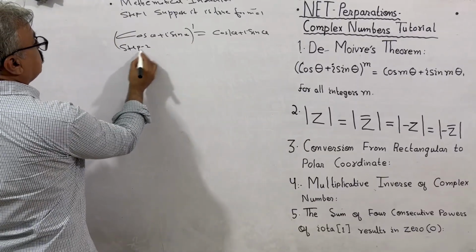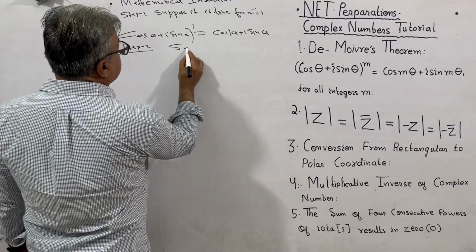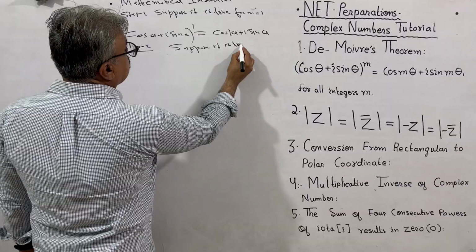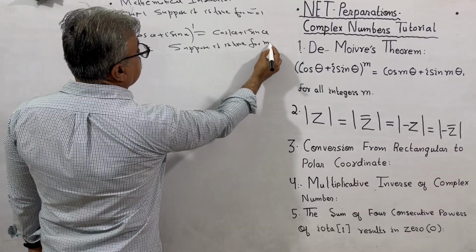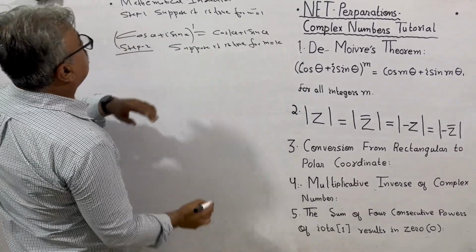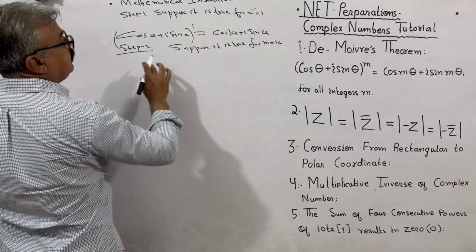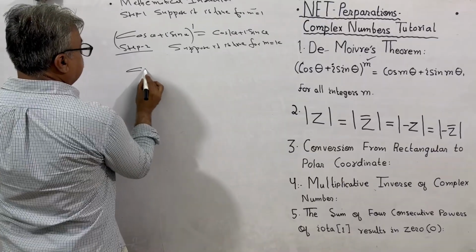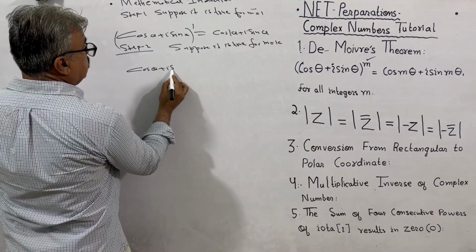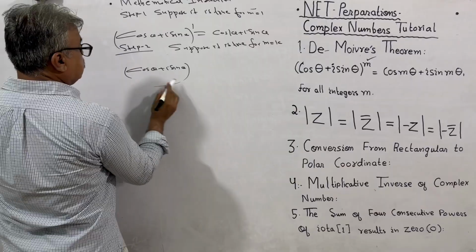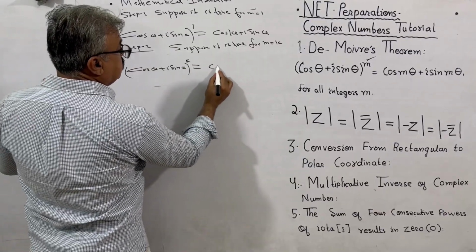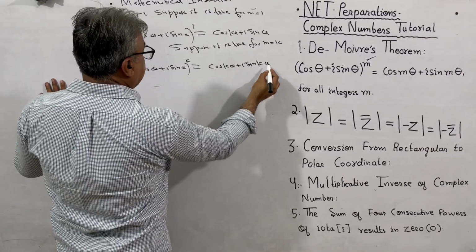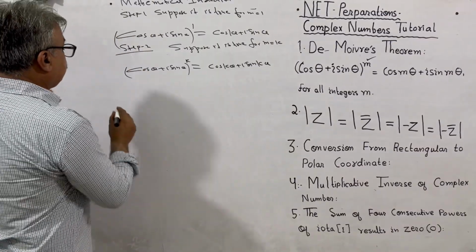Without wasting time, switch over to step 2. Suppose it is true for m is equal to k. Instead of m, it will become cos theta plus iota sin theta raised to k is equal to cos k theta plus iota sin k theta.